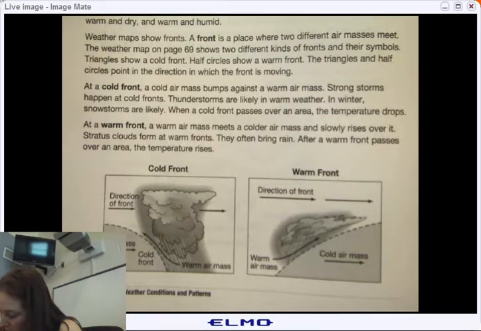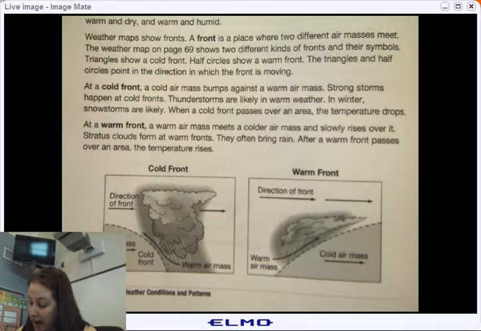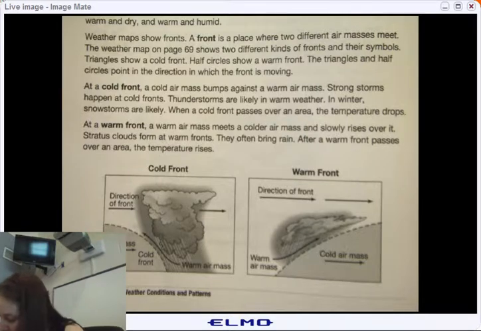Warm fronts occur when a warm air mass meets a cooler air mass and slowly rises over it, creating blank clouds and bringing rain. What kind of clouds are associated with a warm front? Look at the warm front paragraph. What kind of clouds are associated with it? Stratus clouds, and brings rain. When two air masses meet and blank moving.